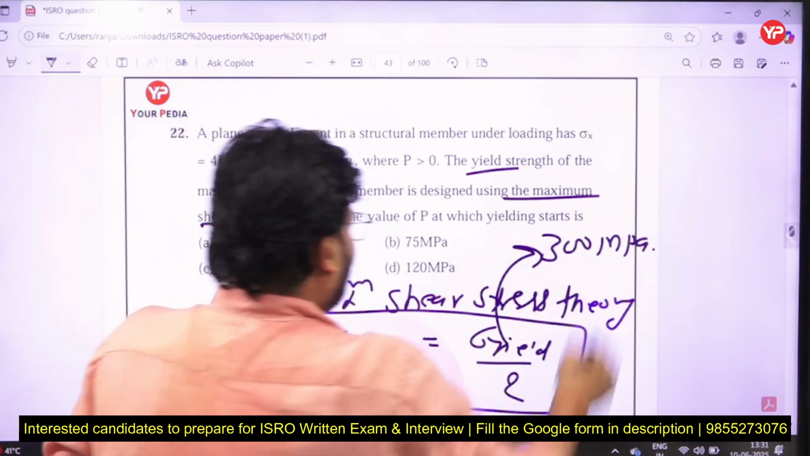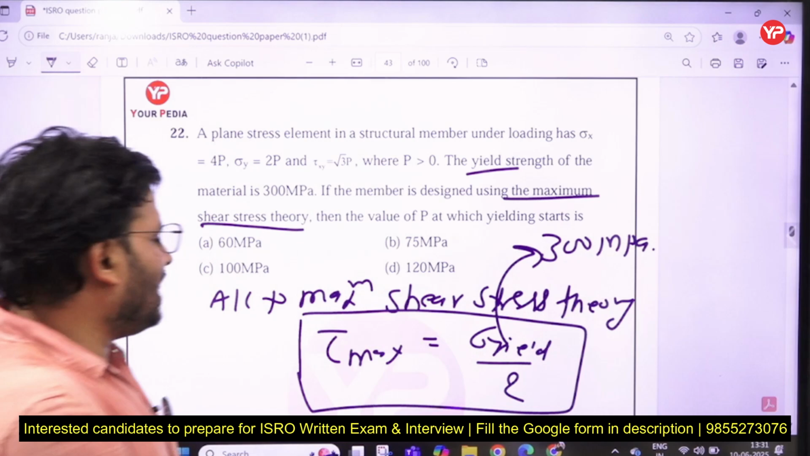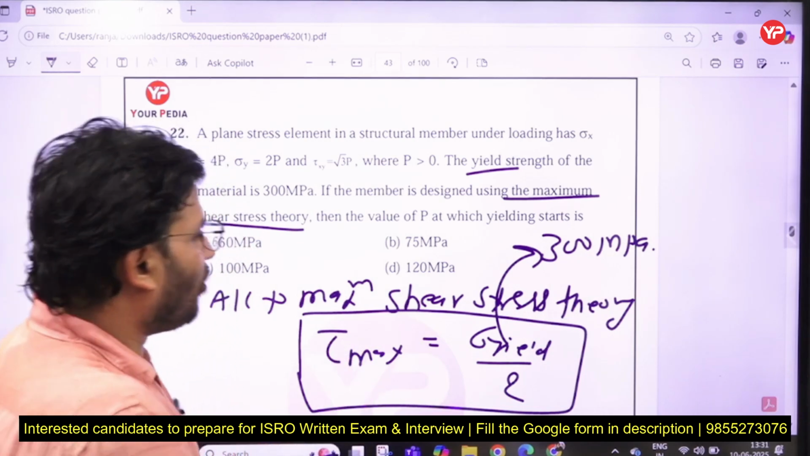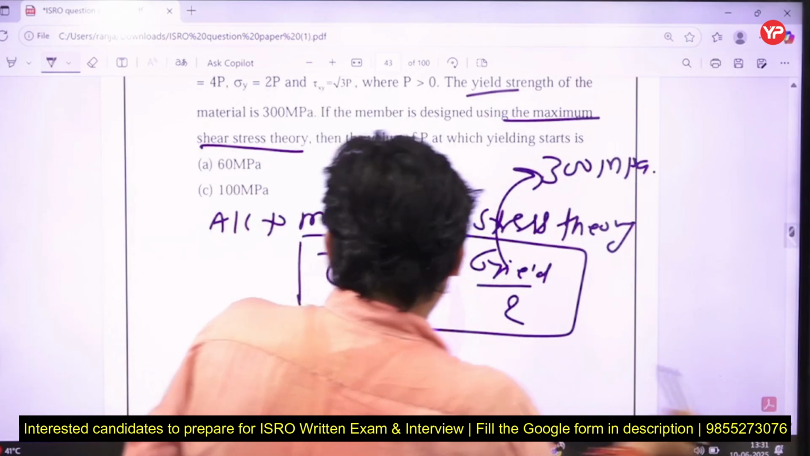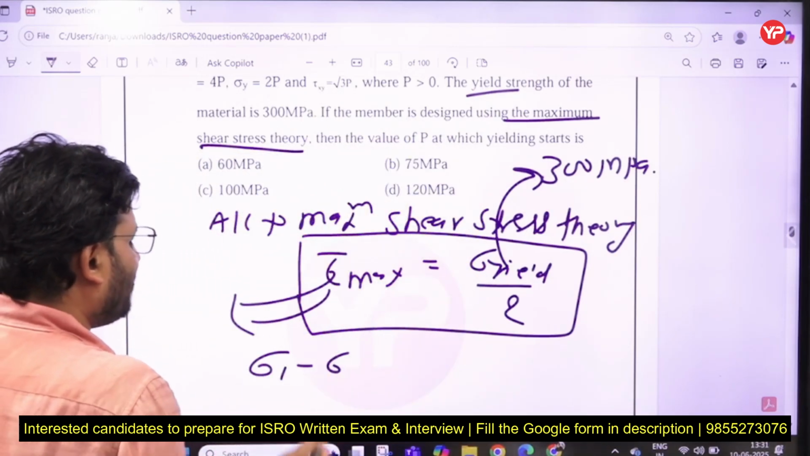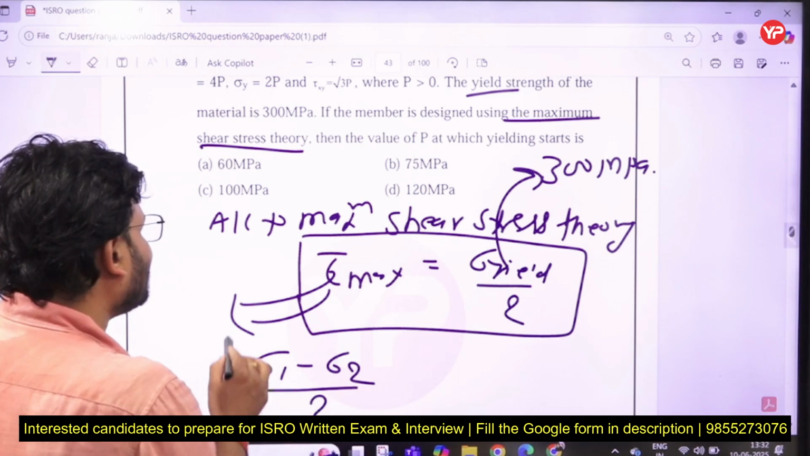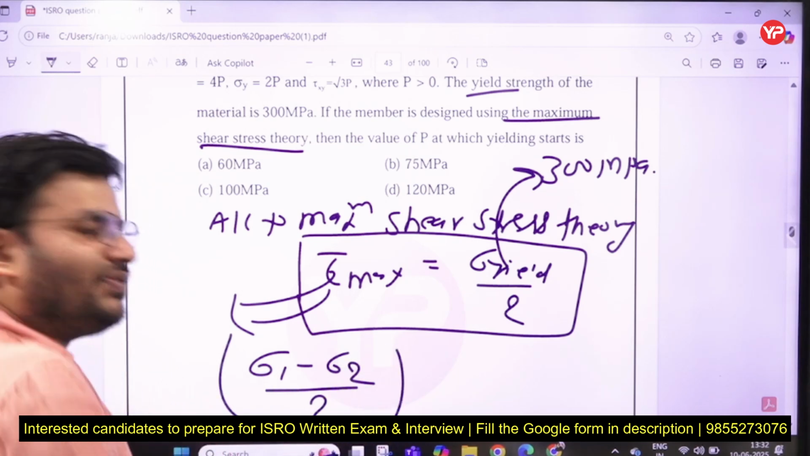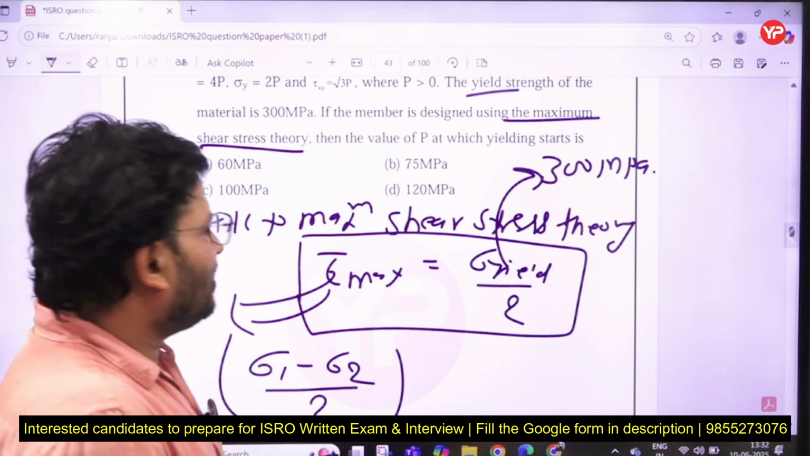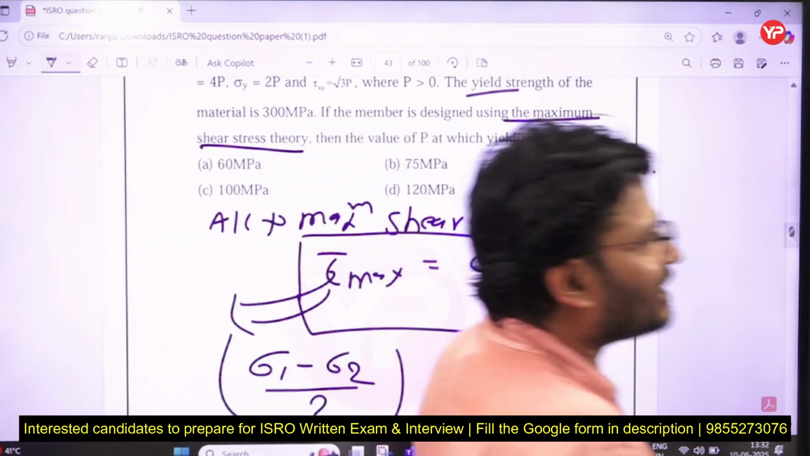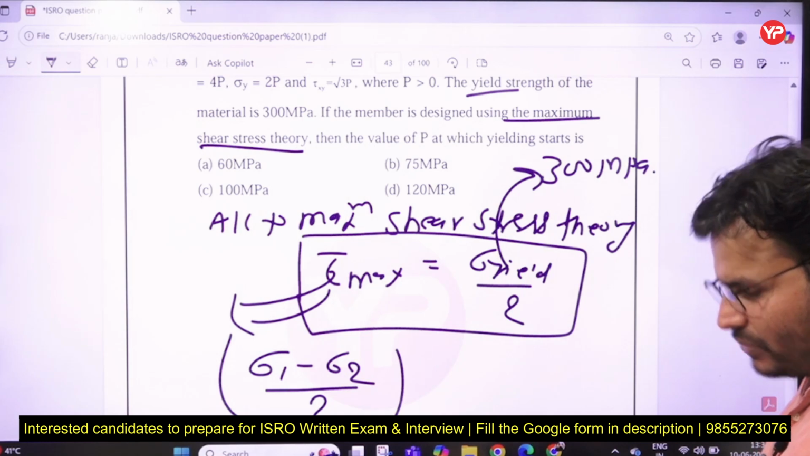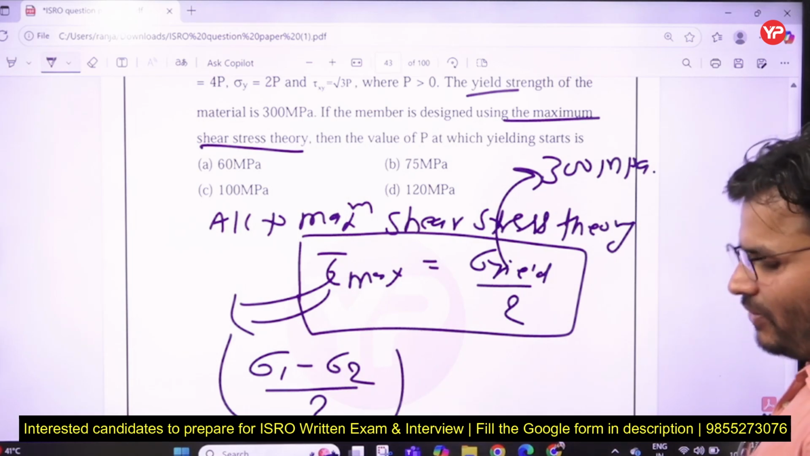If anyhow I am able to get tau max, what is tau max, my dear friends? Anyone remember? Tau max is sigma 1 minus sigma 2 upon 2. So if I calculate sigma 1 and sigma 2, the work will get completed. Now the question is how you can calculate sigma 1 and sigma 2.